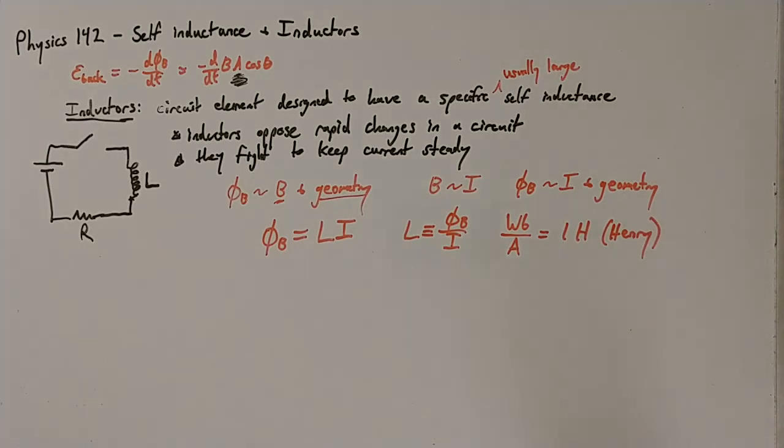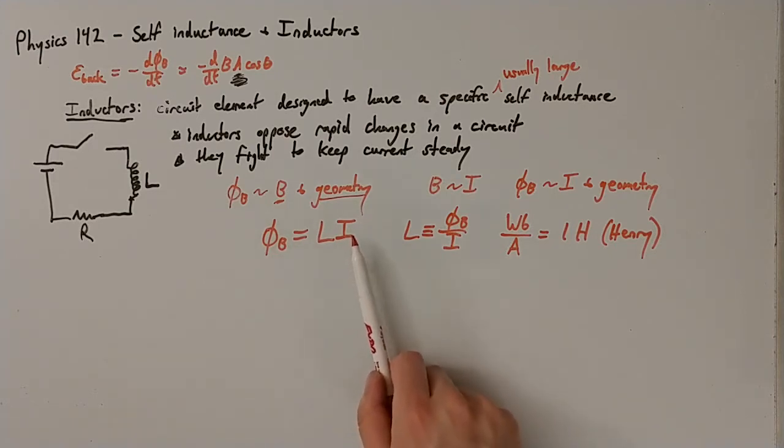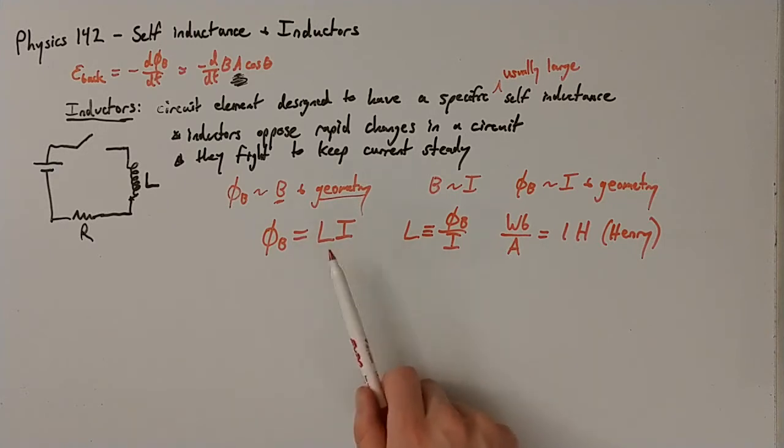So this is just saying that the flux, the strength of the magnetic field, depends on how much current you have. And so our reaction is also going to depend on the amount of current.